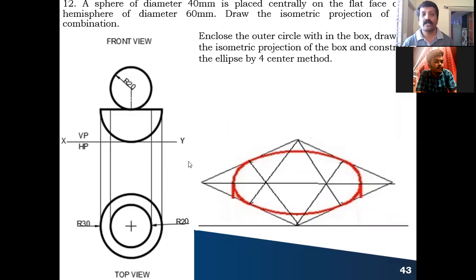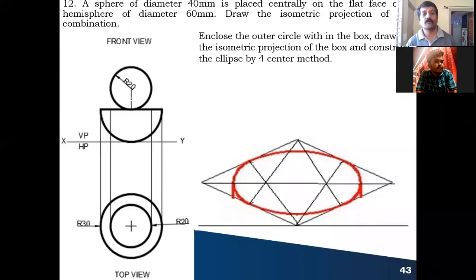And coming to the sphere which is placed above this, as you know, whichever angle you see it from, it looks like a circle only. So after that, from the same center, you take the radius of the sphere, that is 20 millimeter, and draw the vertical line from this as the center. Now with 20 millimeter radius, you draw the circle. So like this, you can draw the front view as well as the top view.